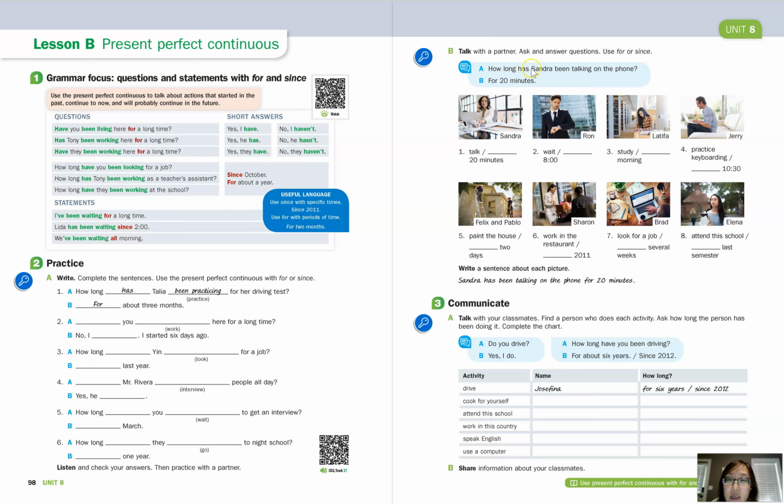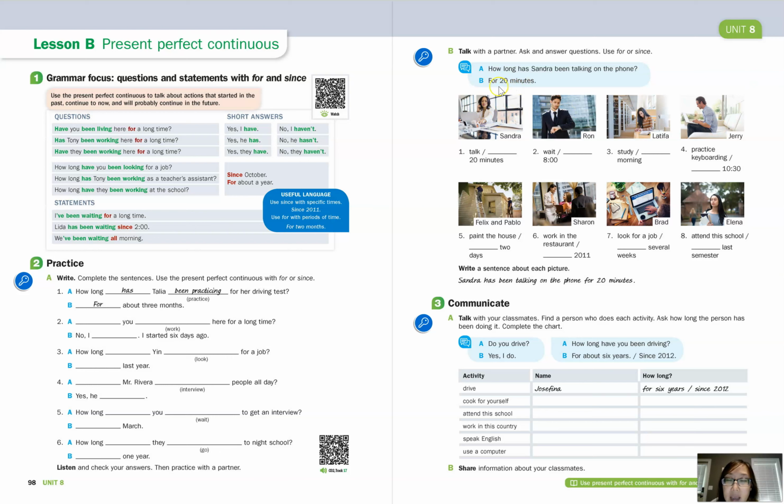Has is the helping verb. Sandra is the subject. And been talking is the present perfect continuous tense. So you can see that question structure here in the chart, in the middle of the chart. The top part are yes/no questions. The middle part are the information questions. So just make sure you understand how to make questions, because the structure for present perfect continuous is a little bit more complicated. So you need to practice.